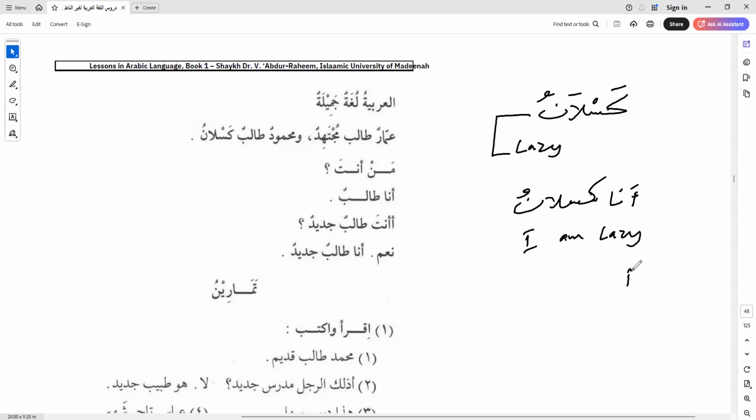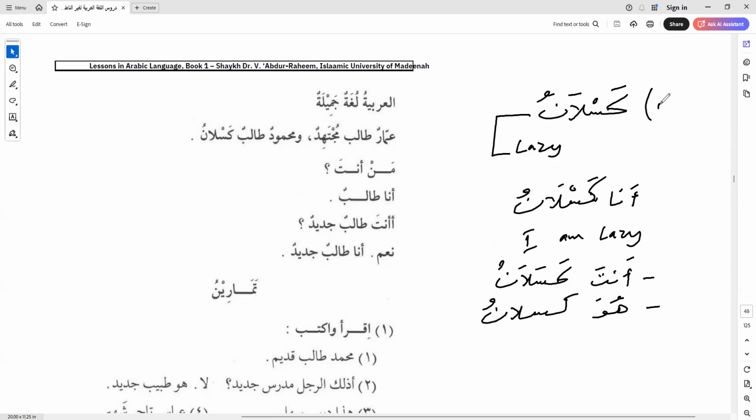And then you can say anta kaslanu. You are lazy. Huwa kaslanu. He is lazy. Ana kaslanu. Anta kaslanu. Huwa kaslanu. Right? So this is also masculine. Kaslan is masculine, singular.